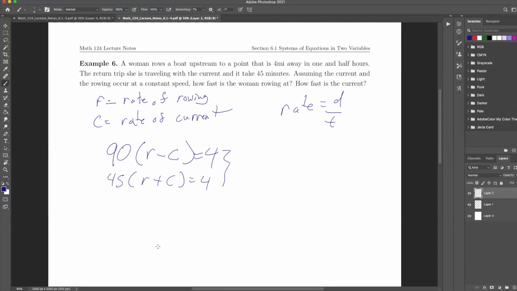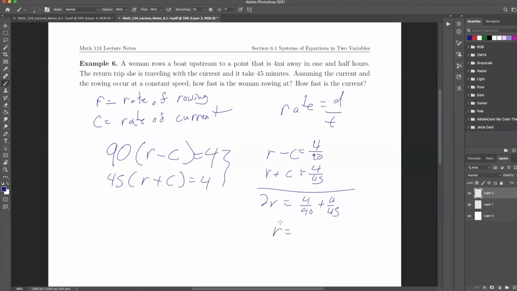Once we solve this, and I won't solve it just because of time, you can crunch the numbers. Basically, the easiest thing to do is just write this as R minus C is 4 over 90. And then R plus C is equal to 4 over 45. You add the two up, because here we can just add it directly. I get 2R equals 4 over 90 plus 4 over 45.